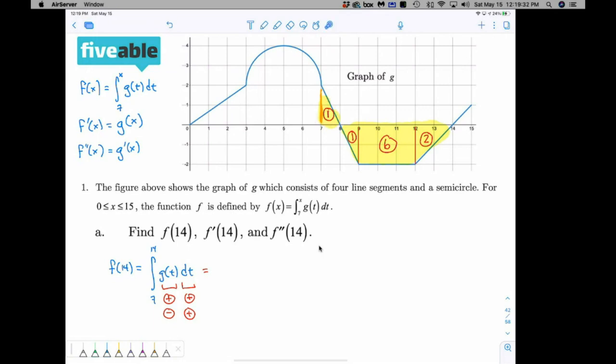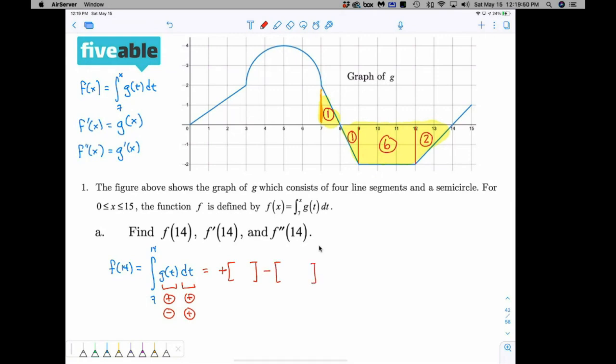It means this piece right here, I'm going to the right and I'm above the axis. That piece is going to be a positive piece. So my first piece of area is going to be positive. Then for the remainder, I'm still going to the right, but I'm below the axis. So the remainder of that is going to be a negative result.